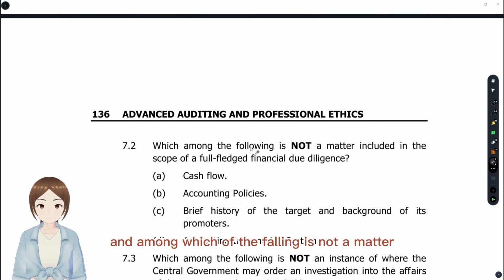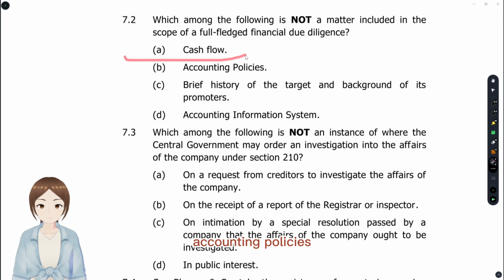Which of the following is not a matter included in a full-fledged financial due diligence? Cash flow is included in financial due diligence, as it is a part of the financial statements. Accounting policies, yes. A brief history of the target and background of its promoters, obviously included. The accounting information system is not included in the financial due diligence. It is included in technological due diligence. Option D is the most appropriate answer.